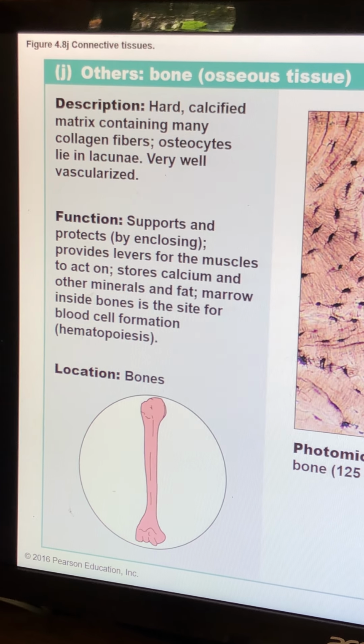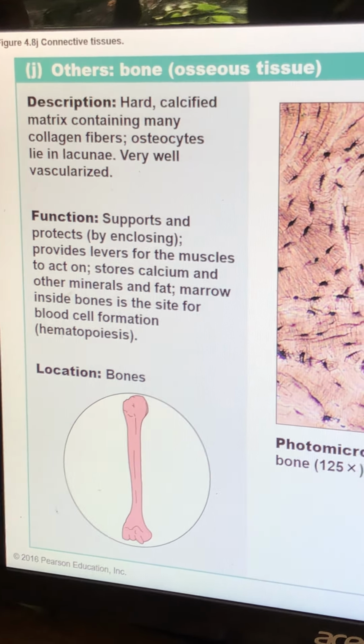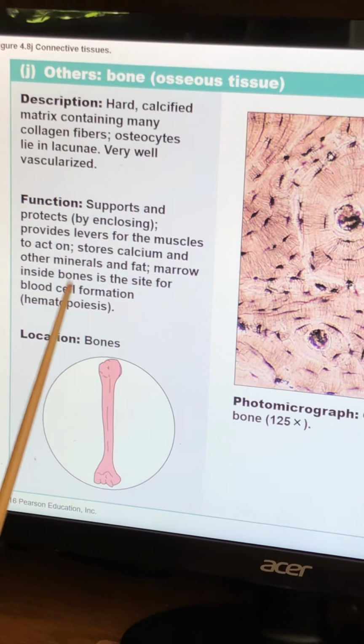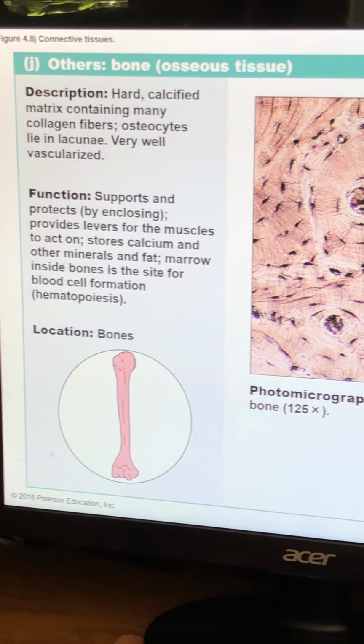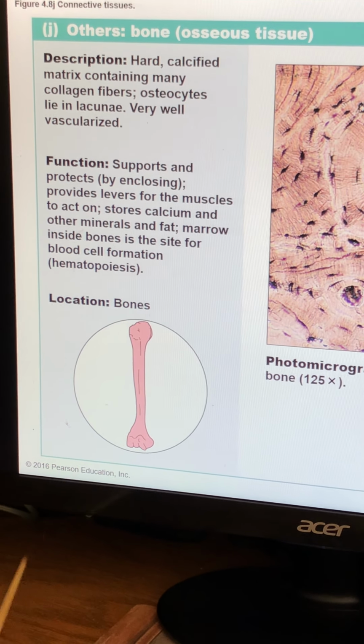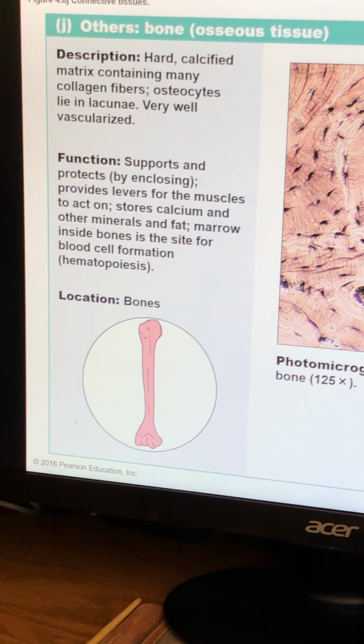In addition to that, if you have a dog or you've ever seen some animal eat the ends of the bones, a lot of important things are in there. You're going to store calcium and other minerals and fat. The marrow inside of the bone is going to be the site of production for blood cell formation, both white and red blood cell formation.